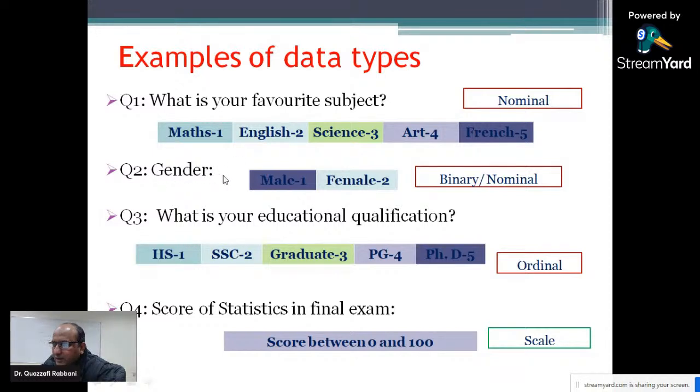Now the second observation, gender, male and female. Male is represented by 1, female is 2. So here 1 and 2, this observation is just nominal and binary, because there are only two observations, male and female. What is your educational qualification? High school, senior secondary, graduate, PG and PhD.